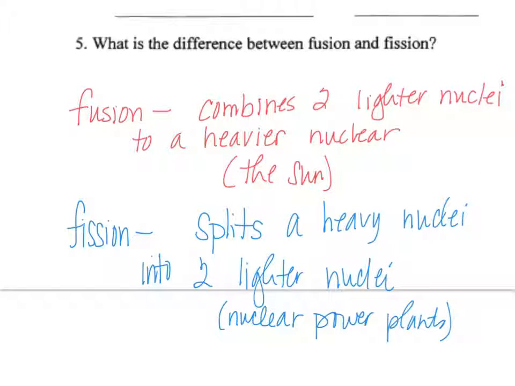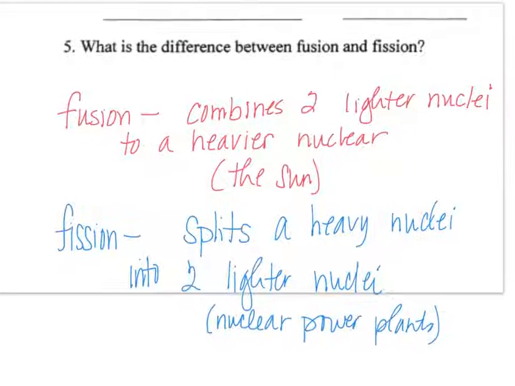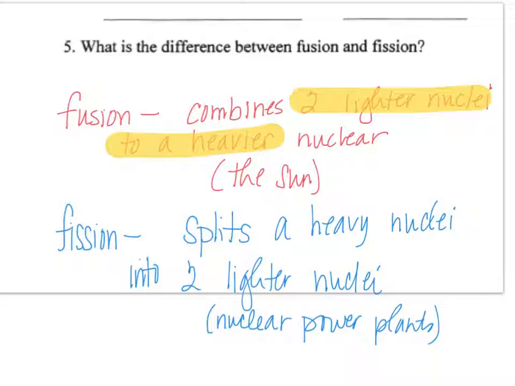You also need to know the difference between fusion and fission. And if you look at their base words, it's kind of easy to figure out. Fusion is combining 2 lighter nuclei into a heavier nuclei, so 2 lighter ones into a heavier one. An example of a fusion reaction is the sun. It takes 2 hydrogen nuclei and combines them into a helium.